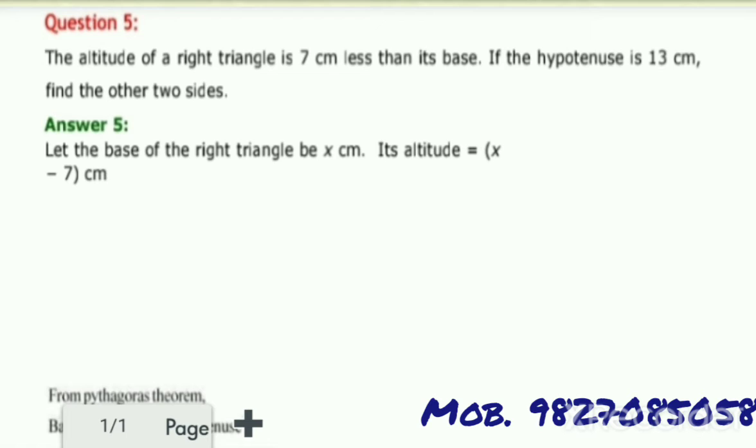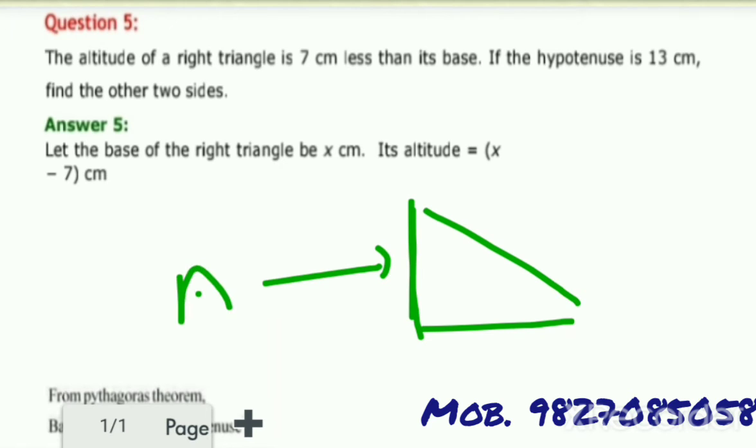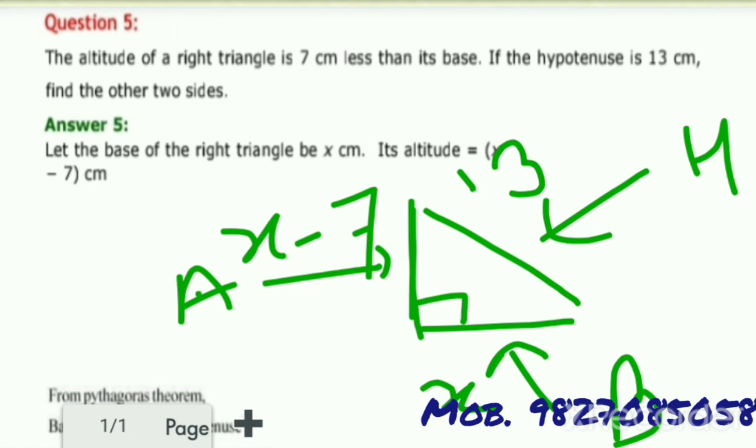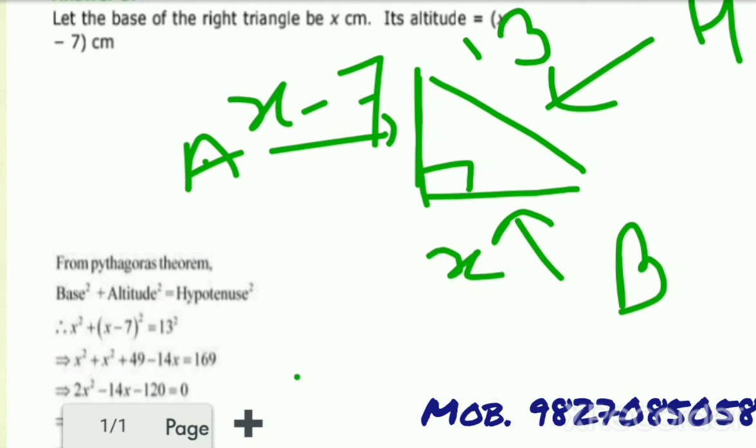Okay. So suppose here firstly we are making a right angle triangle. This is the altitude. This is the hypotenuse. And this is the base. Okay. So here according to the question, in the right angle triangle the altitude is 7 centimeters less than its base. Suppose the base is x, so the altitude is x minus 7. Okay. And the hypotenuse is 13. So in this triangle, this is a right angle triangle, so we are using the Pythagoras theorem.